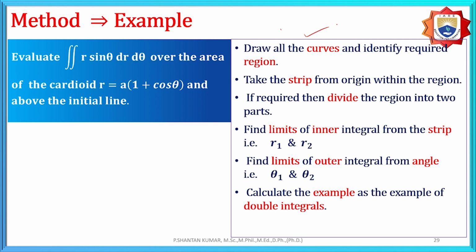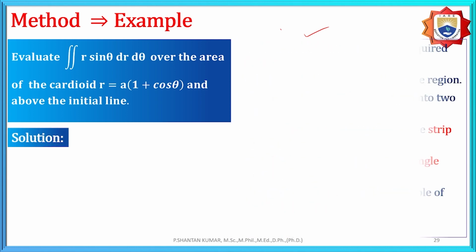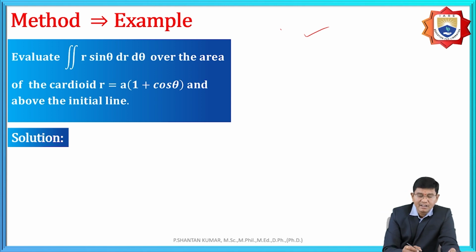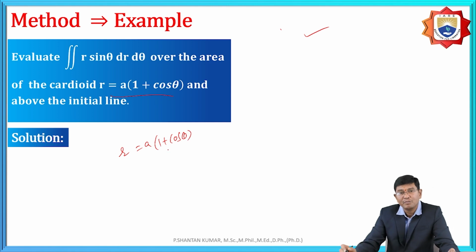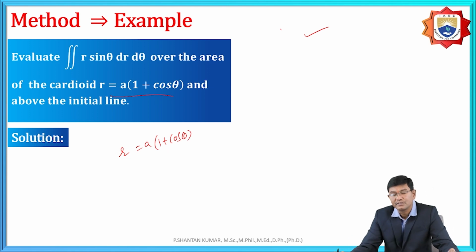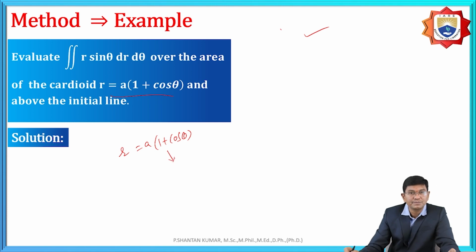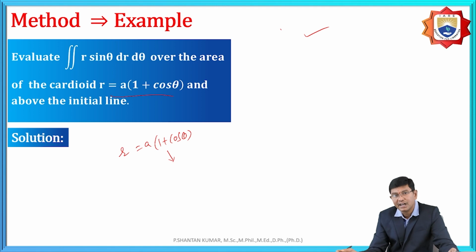That means first we need to draw the diagram with the help of r is equal to 1 plus cos theta. Here we already discussed the diagram related to r is equal to 1 plus cos theta. This is not a circle equation. This is a cardioid-type curve. We need to observe the coordinate, whether it is minus or plus. Minus means the left side and plus means the right side.